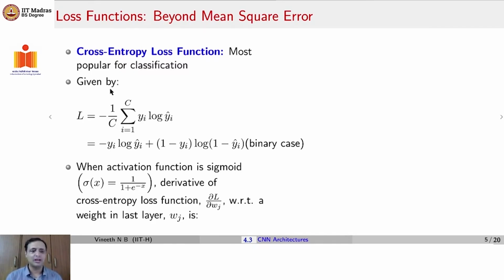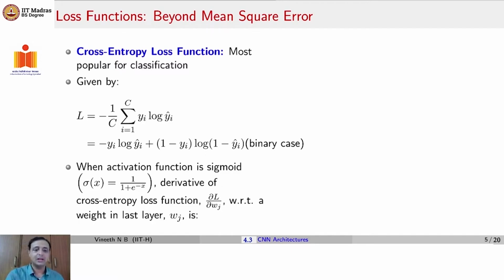Let's see the formal definition. The cross entropy loss function is given by minus 1 by C, where C is the total number of classes, sum of y_i log y_i hat, where y_i hat is the prediction for a particular class i of the neural network, or the score of the last layer of the neural network for the ith class, and y_i is the correct label for that particular class.